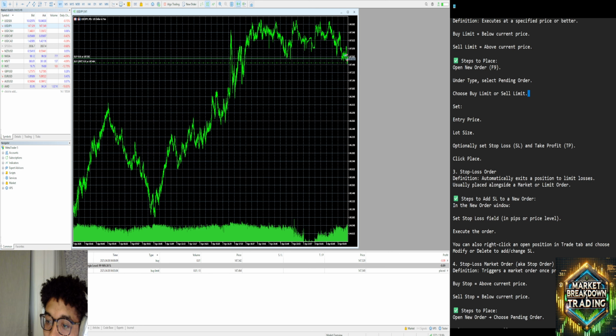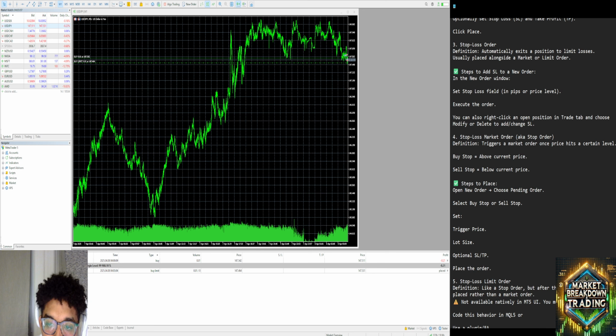Then we have a stop loss order. A stop loss order is another really important type of order where the trader is able to limit their losses by automatically exiting a trade at a specific price, right? So this is basically saving you from incurring higher losses if you're not able to actively monitor the market, right?